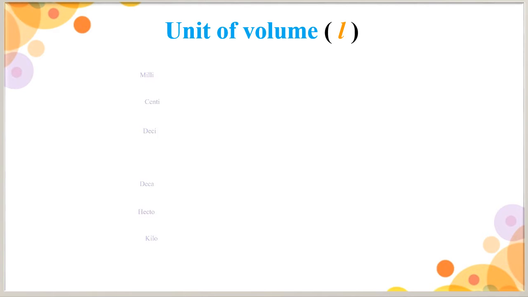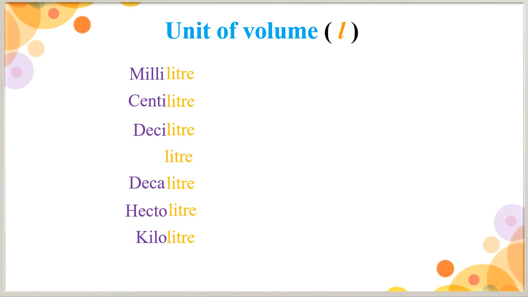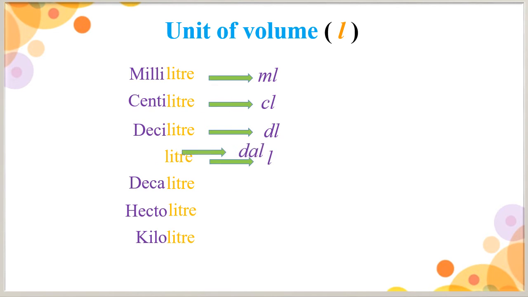Unit of volume. As you know, milli, centi, deci, deca, hecto, kilo, these are all prefixes of that unit of volume. Here the basic measurement is liter. So milliliter, centiliter, deciliter, liter, decaliter, hectoliter, kiloliter. Milliliter is denoted as ml, centiliter as cl, deciliter as dl, liter as l, decaliter as dal, hectoliter as hl, kiloliter as kl.